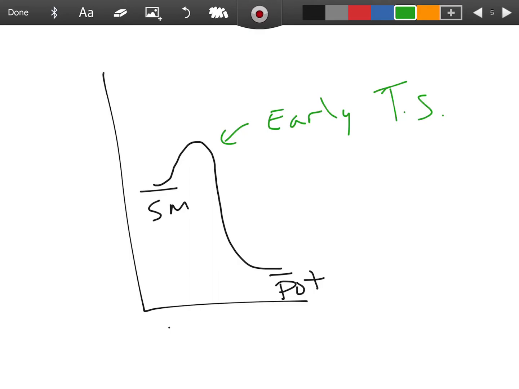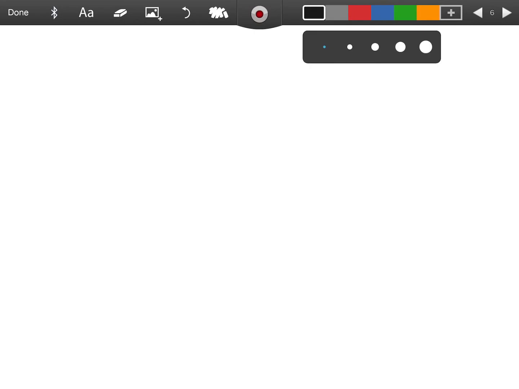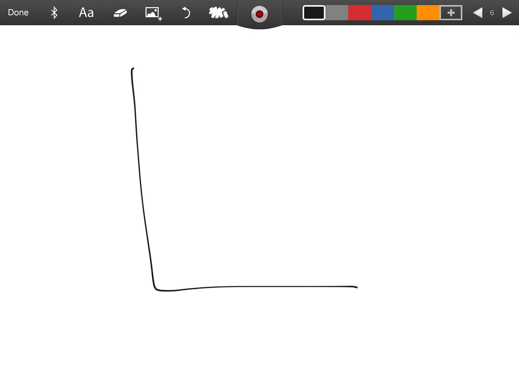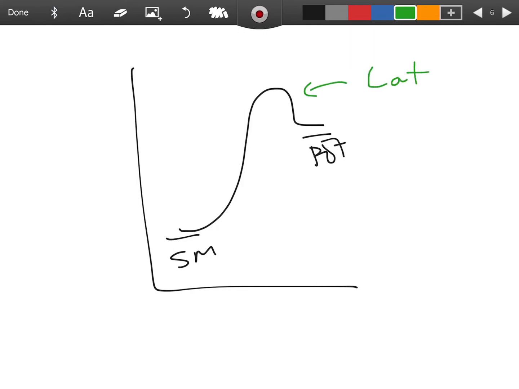And then we have late transition states. A late transition state is, you have your starting material, and here the transition state is closer in energy to the product. And so we can assume that my product looks more like the transition state than the starting material does. So you can use interactions in your product to help model what you think the transition state is going to look like.